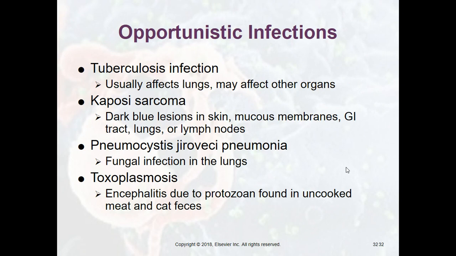So, some opportunistic infections that are associated with HIV are tuberculosis, an infection that usually affects the lungs and many other organs; Kaposi sarcoma, which are dark blue lesions in the skin, mucous membranes, GI tract, lungs, or lymph nodes; Pneumocystis jirovecii pneumonia, a fungal infection of the lungs; and toxoplasmosis, encephalitis due to the protozoan found in uncooked meat and cat feces.